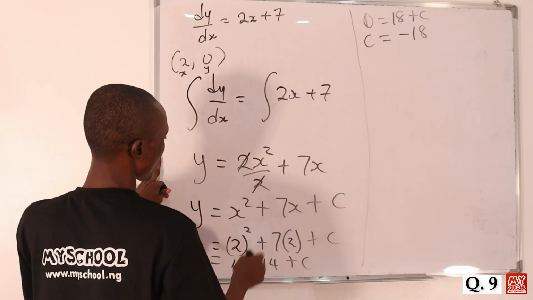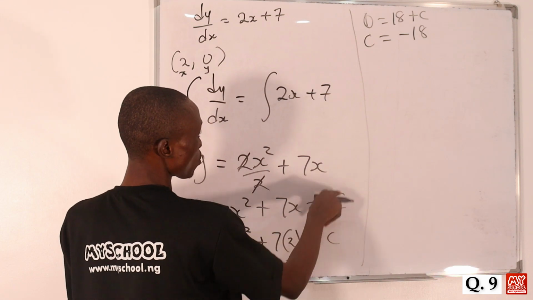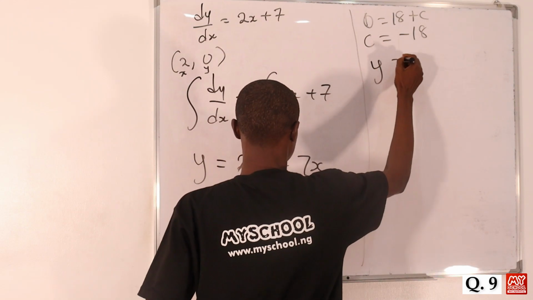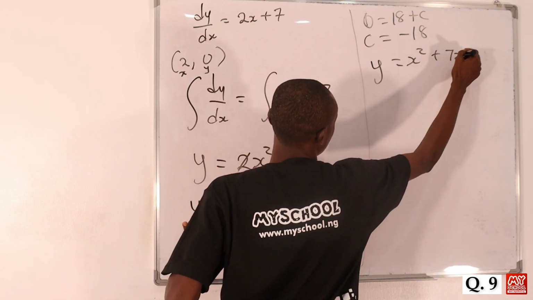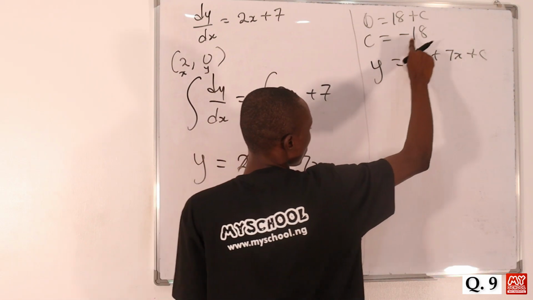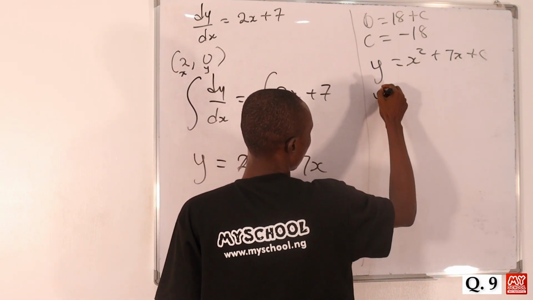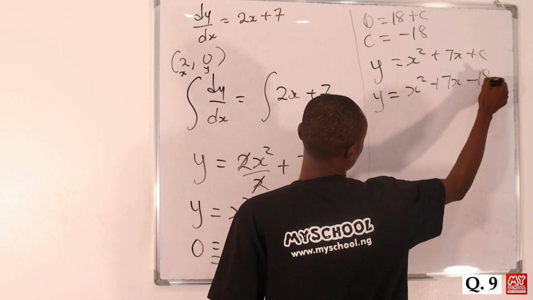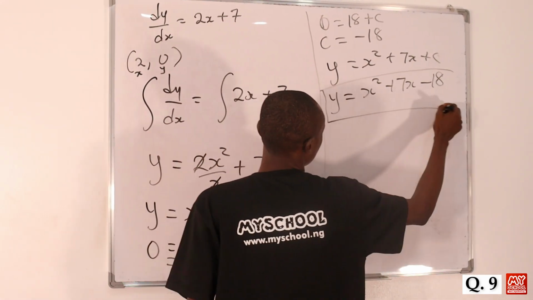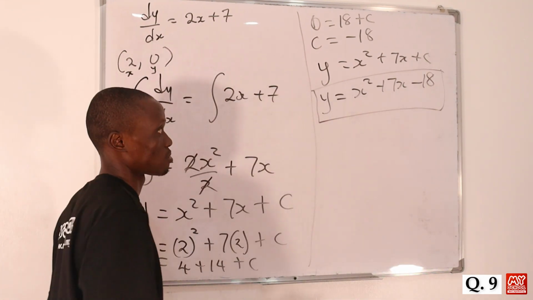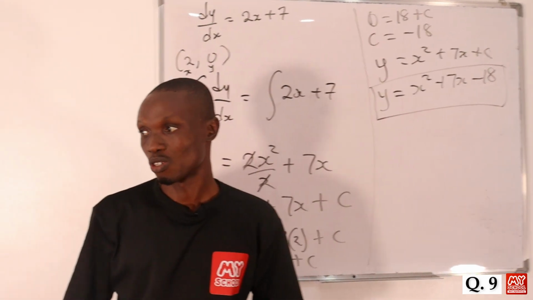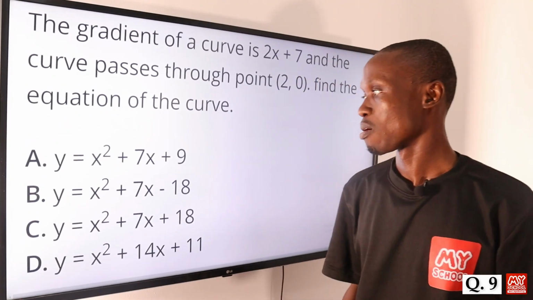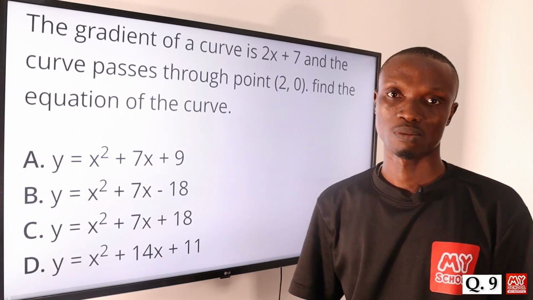So remember, this is the equation of the curve, y equals x squared plus 7x plus c, but we know the value of c, so we just substitute it there. So we'll be having y equals x squared plus 7x minus 18. So this gives us the equation of the curve. So let's return back to the screen to pick the correct answer to this question, and that is option B. y equals x squared plus 7x minus 18.